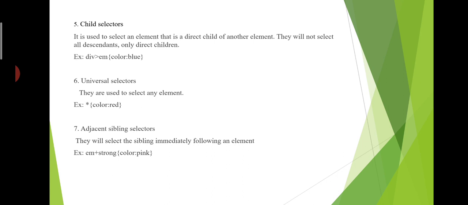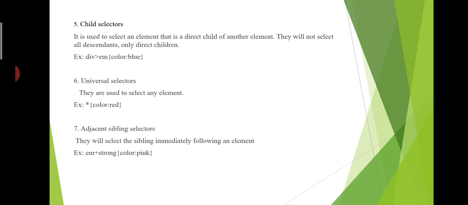Next, coming to universal selectors. Universal selectors are nothing but all. Whatever tags we have used in our document, all those tags and their contents will get highlighted with the property I have mentioned in the box, that is color red. So it is going to get converted into red color.